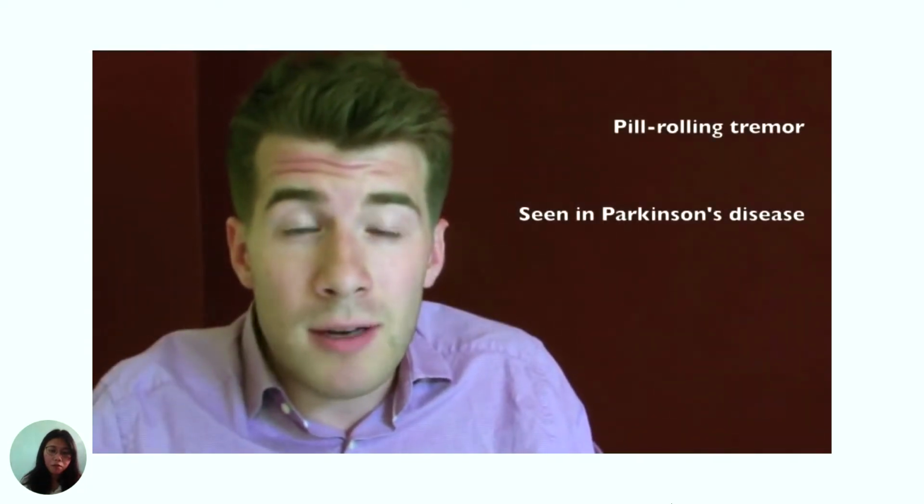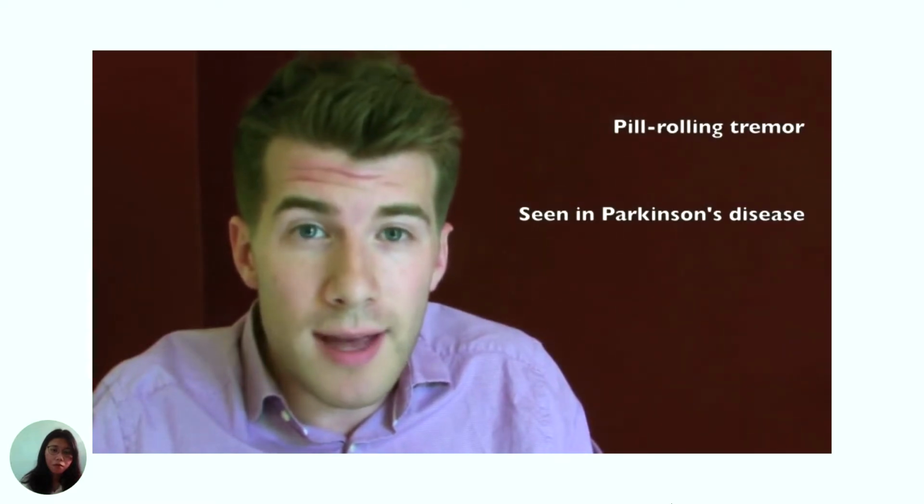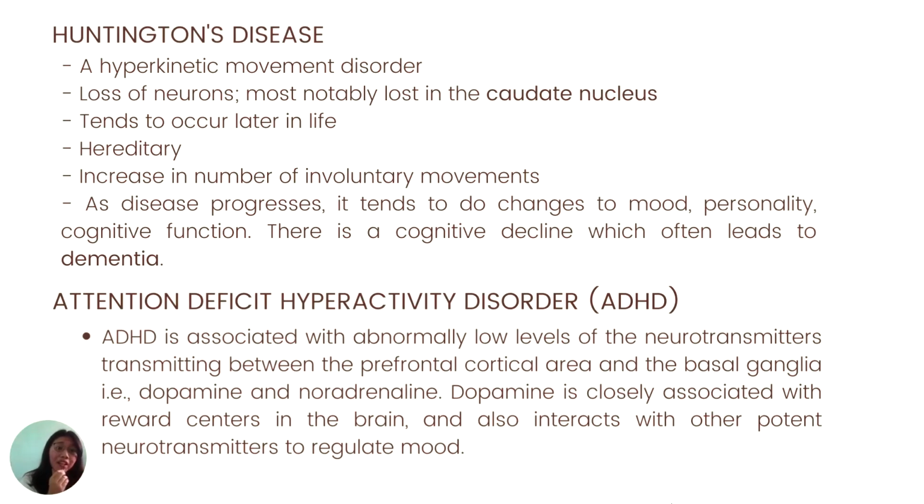So that was an example of a pill-rolling tremor seen in patients with Parkinson's disease. It's seen at rest and it's typically seen in patients over the ages. Huntington's disease is a hyperkinetic movement disorder. Loss of neurons din siya, kaya lang sa Parkinson's, loss of neurons siya in the substantia nigra. Dito naman, sa caudate nucleus. So ito tends to occur later in life. Kagaya nga na sinabi ko kanina, hereditary siya. So, increase in number in involuntary movements.